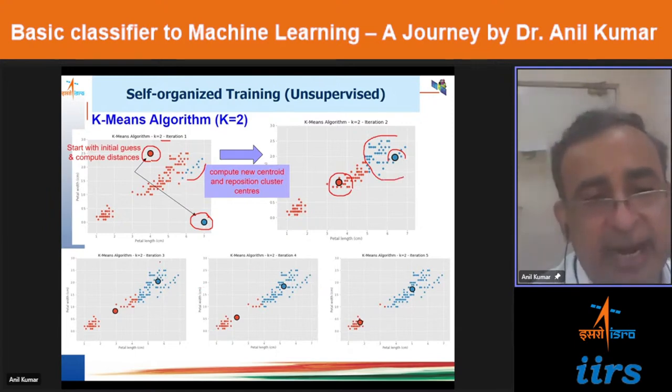At further iteration, at iteration 3, the cluster centers are moving further. So here you get the red cluster center here and the blue cluster center here. And then you can say this is your blue cluster and this is your red cluster.